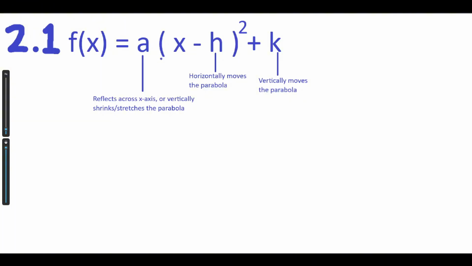Alright, so starting off, we have the standard vertex form of a quadratic, where f of x equals a times the quantity x minus h squared plus k, where your vertex will be at h comma k. And your axis of symmetry will also be at x equals h.